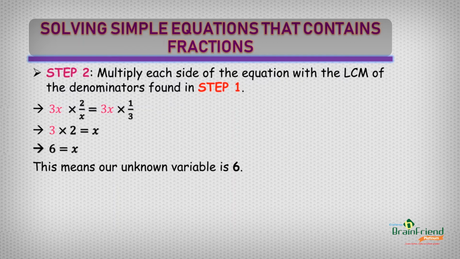Now, step 2. We multiply each side of the equation with the LCM found in step 1. So we have 3x multiplied by 2 over x is equal to 3x multiplied by 1 over 3. Now, x will cancel out x, giving us 3 times 2. And 3 will cancel out 3 to give us x. 3 multiplied by 2 will give us 6, which is equal to x. So this means our unknown variable is 6.